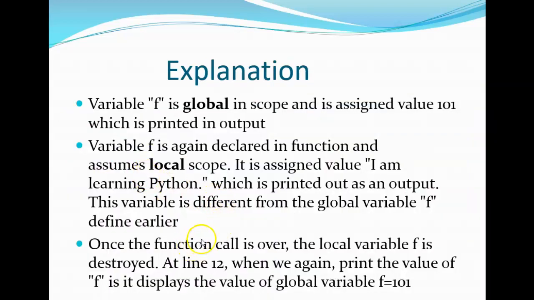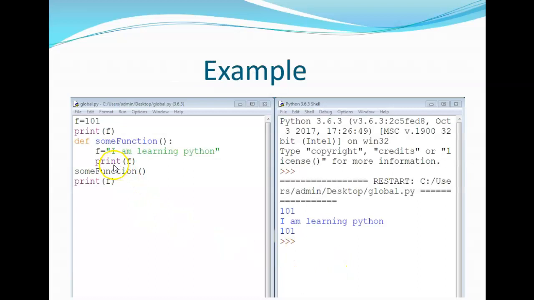Once the function call is over, the local variable f is destroyed at line 12. When we again print the value of f, it displays the value of the global variable f, which is equal to 101. If you print this f over here, it is going to get this one, and here it is 101.